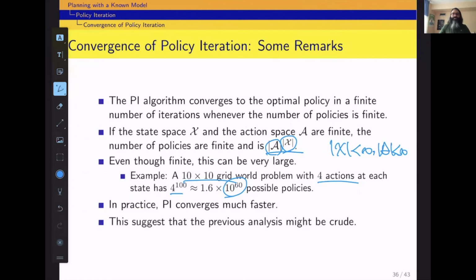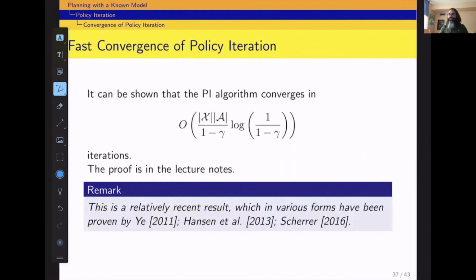So it took a while before people found a better result, proving that the policy iteration algorithm converges in a finite number of iterations, with that finite number being reasonable. It was proven around 2011, 13, 16, something like that, just less than 10 years ago, which is interesting because policy iteration is one of the older algorithms. I guess it was Howard who introduced it, I think in the 50s, maybe 60s. I think it was the 50s.